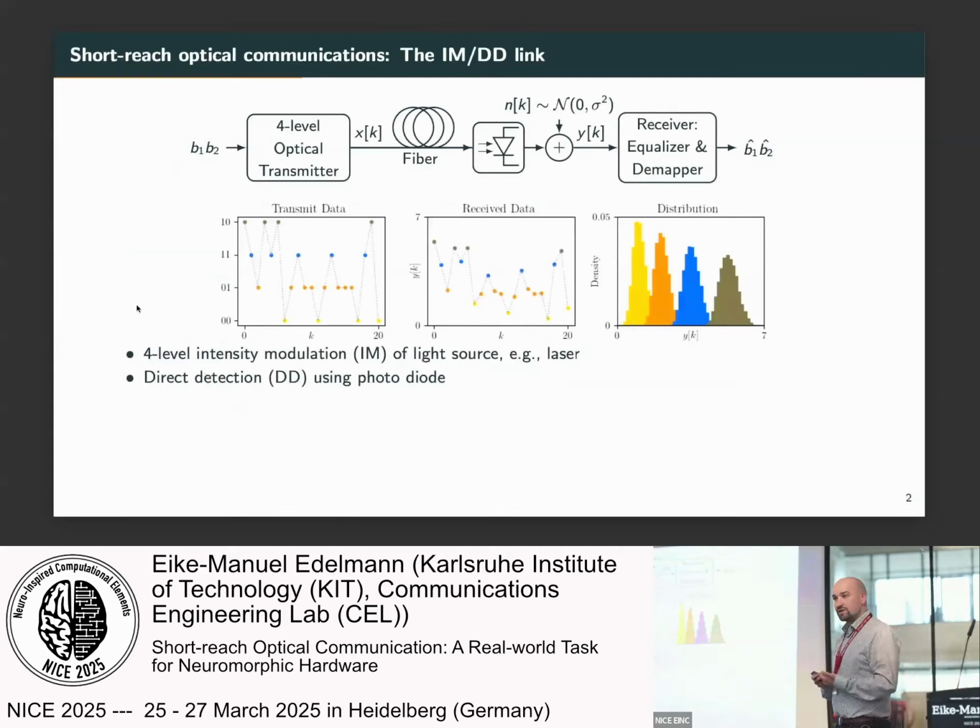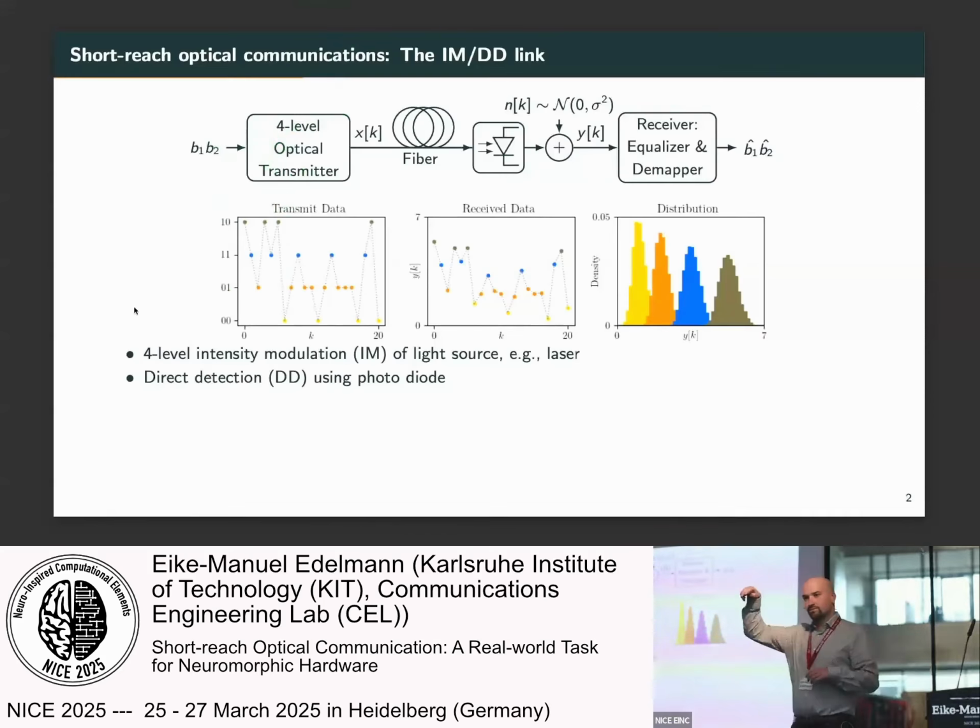So we take a look at the IM/DD link. That's a non-coherent communication task. We always have 2 bits, either 0 or 1, grouped together. So we have 4 possibilities, and they are mapped to transmit symbols, and each level over here denotes 1 transmit symbol. So each level denotes a group of bits, and that's what our transmitter is doing, where we just have a laser, and the light of the laser is modulated, so that's why it's called intensity modulation.